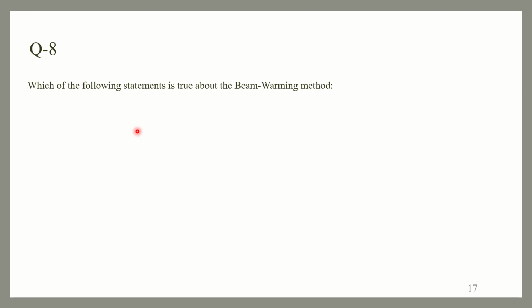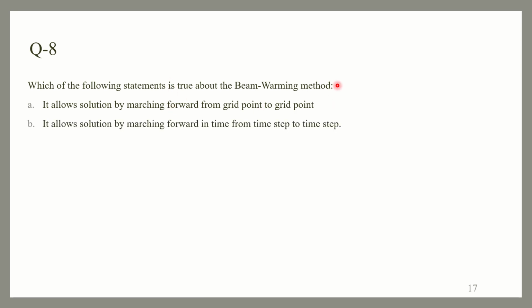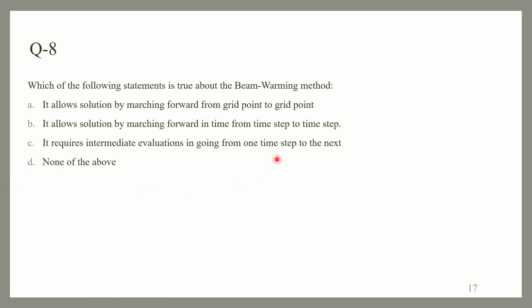We'll now go to question 8. In question 8, it is asked which of the following statements is true about the Beam Warming method. Option A, it allows solution by marching forward from grid point to grid point. Option B, it allows solution by marching forward in time from time step to time step. Option C, it requires intermediate evaluations in going from one time step to the next. Option D, none of the above.